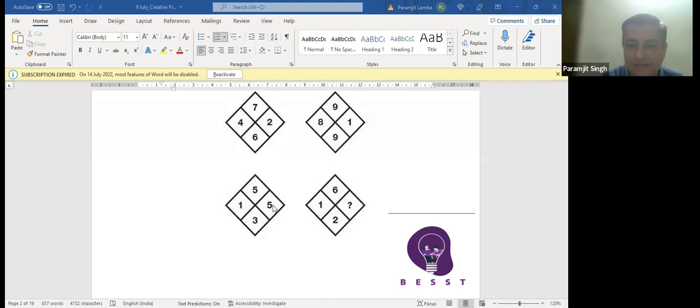Left digit goes here, right digit goes here. 6 multiplied by 2 is 12, left digit goes here. 12, the 2, the right digit in 12, will come in the right square.